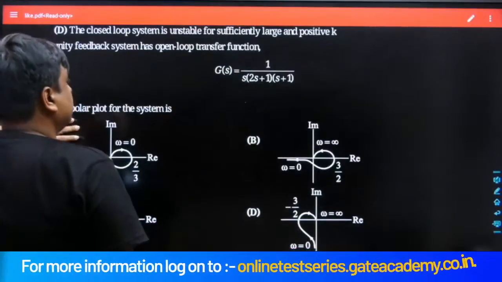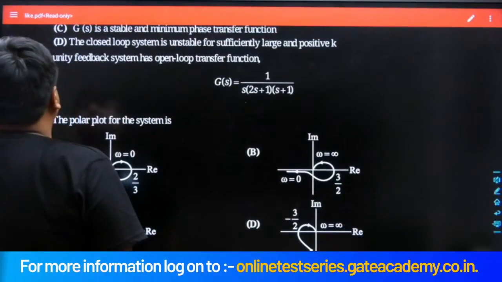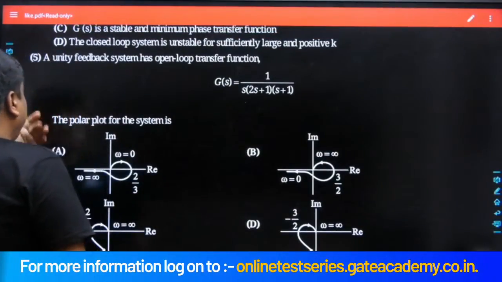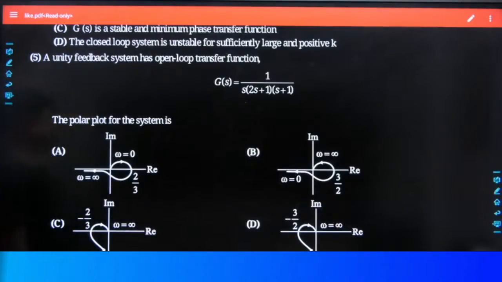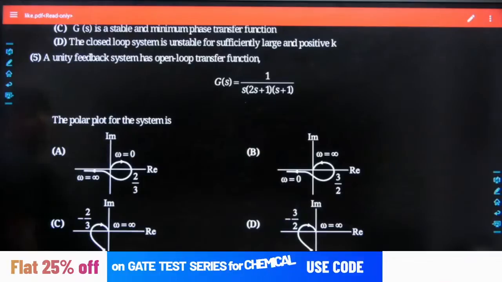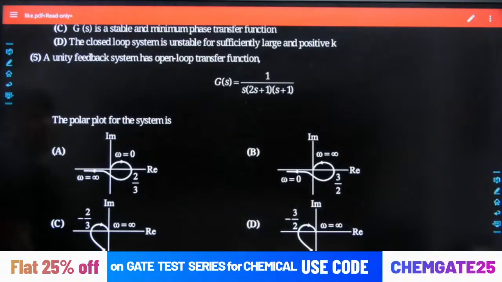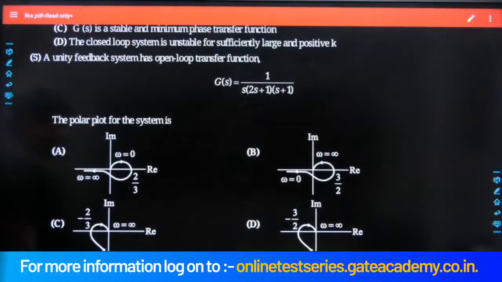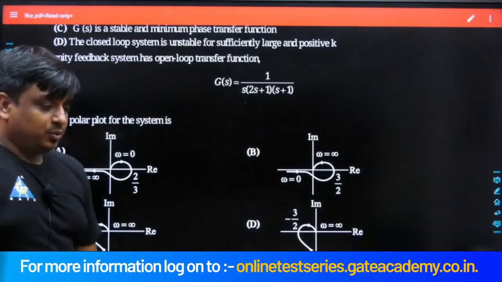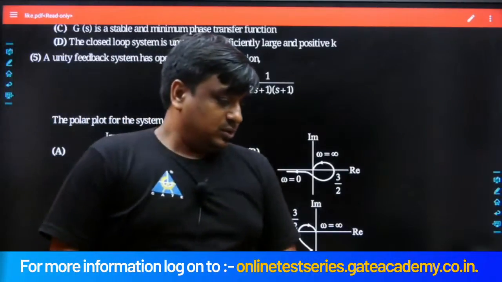So here goes question number 5. A unity feedback system has the open loop transfer function 1 divided by s(2s+1). The polar plot for the system is being... The 4 different options were attached along with this problem. Tell me what would be the best answer. I would like to have the input from each one of you.